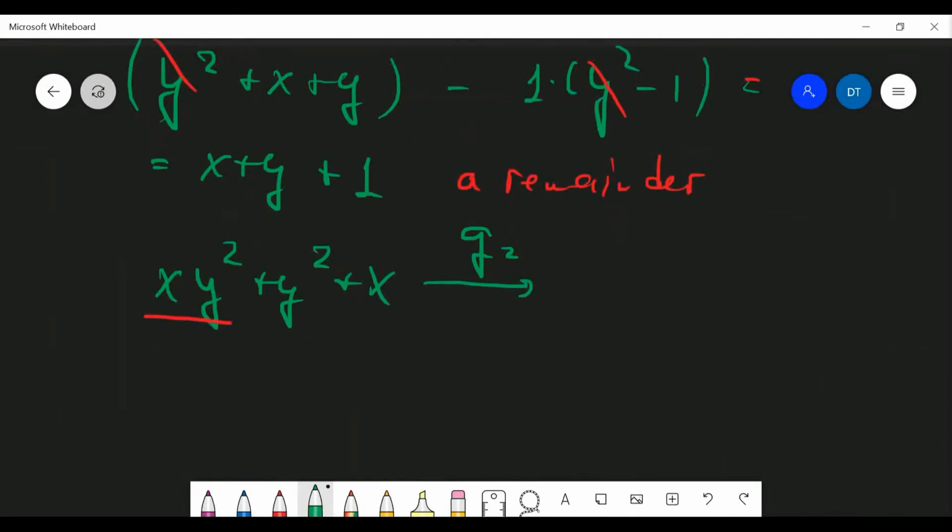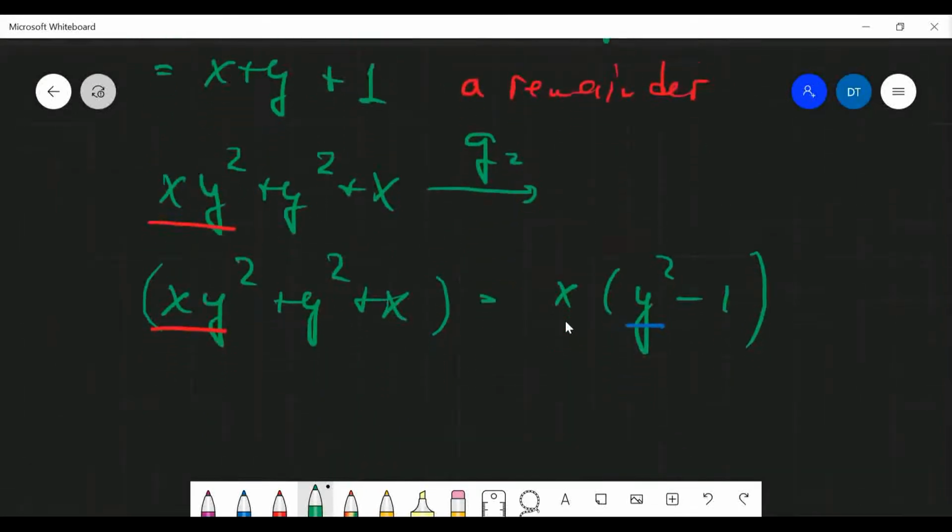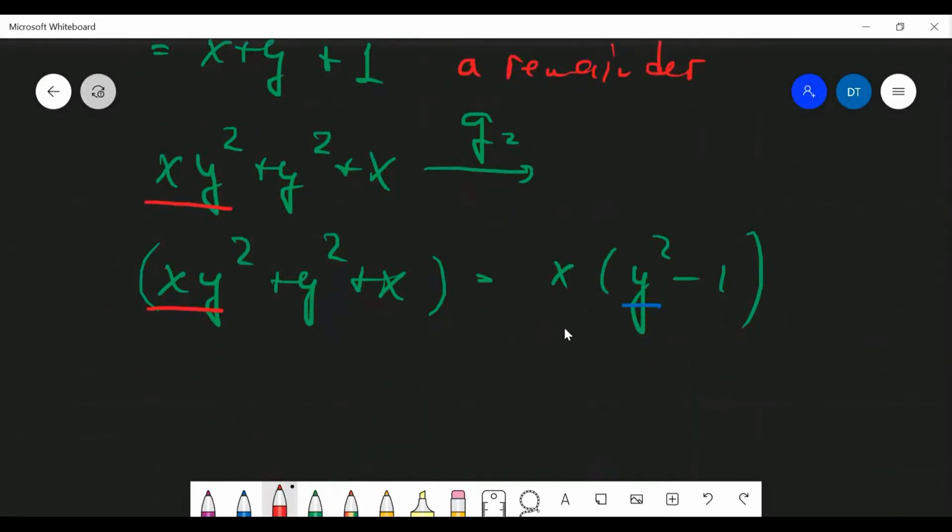What will happen? Well, in this case, we need to do this. This is the leading term, and this is the monomial we want to cancel. In order to cancel this one, we should multiply by x. After doing that, we cancel these terms, and then we will have y squared plus x plus x. So this will be y squared plus 2x.